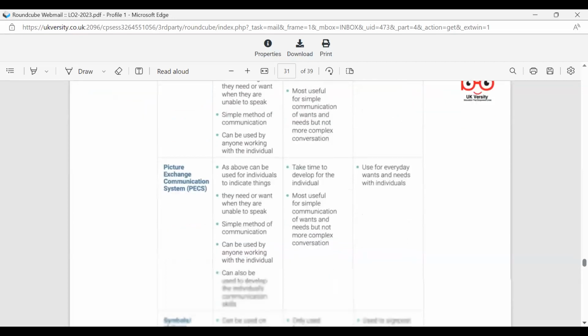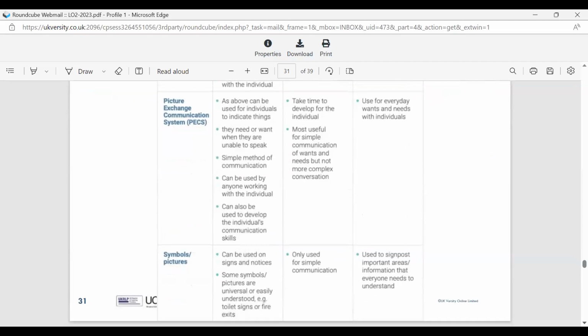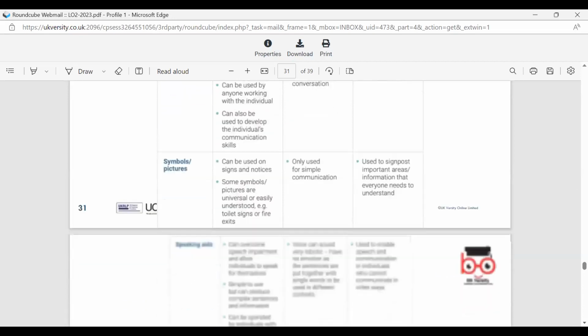Then we've got the picture exchange communication, which is PECS. The advantages of this are, as above, can be used for individuals to indicate things they need or want when they are unable to speak. Simple method of communication, can be used by anyone working with the individual, and can also be used to develop the individual's communication skill. The disadvantage, it takes time to develop for the individual, and most useful for simple communication of wants and needs, but not more complex conversation. And it's used for everyday wants and needs with individuals.